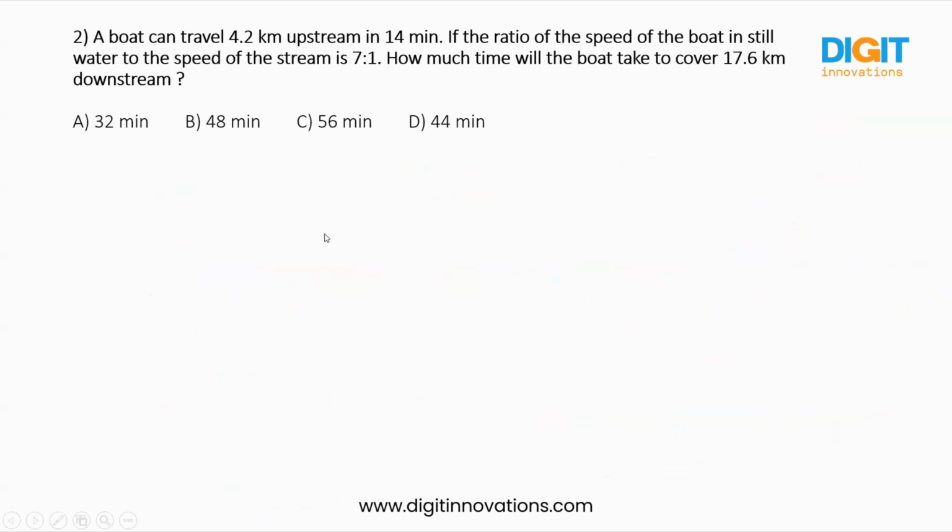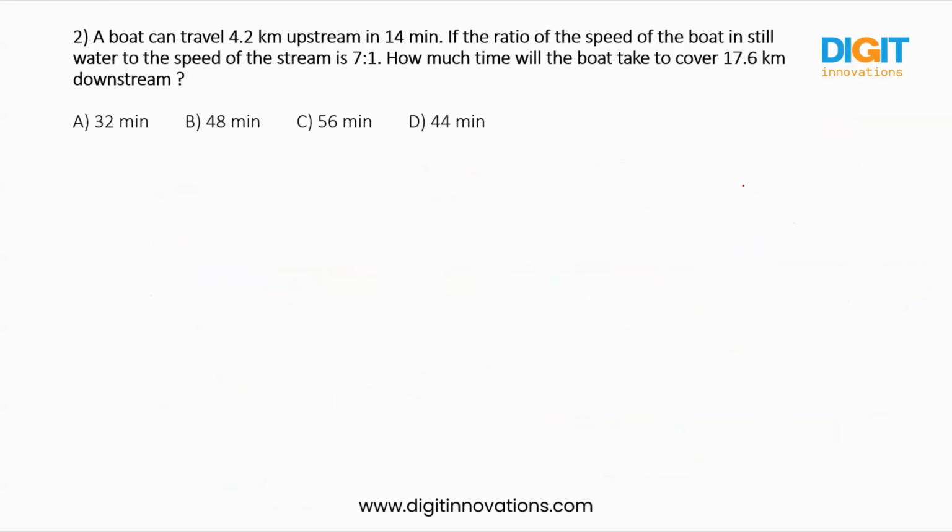Next one: a boat can travel 4.2 kilometers in 14 minutes. If the ratio of the speed of the boat in still water to the speed of the stream is 7:1, how much time will the boat take to cover 17.6 kilometers downstream?